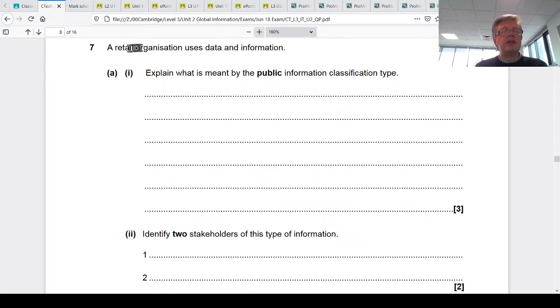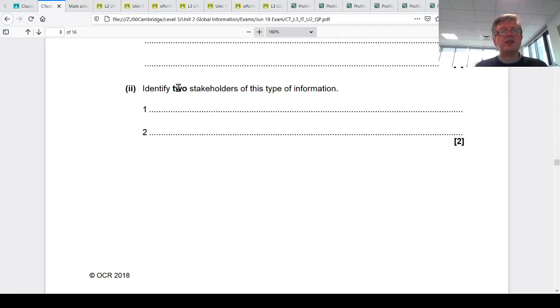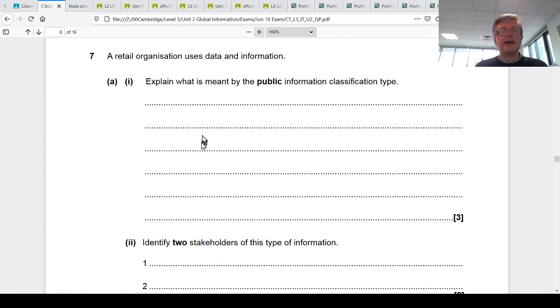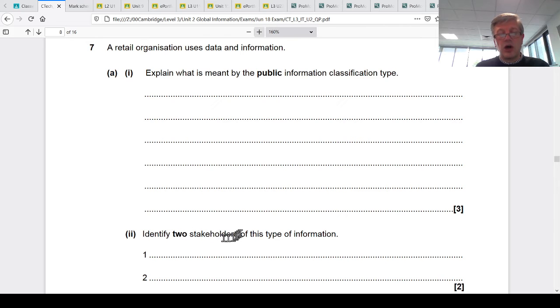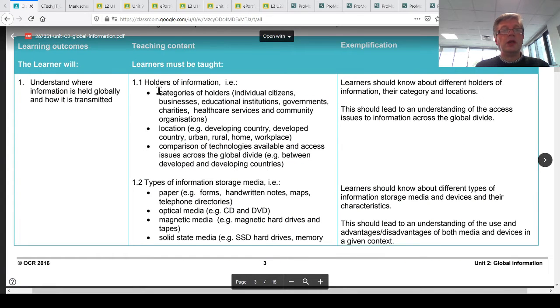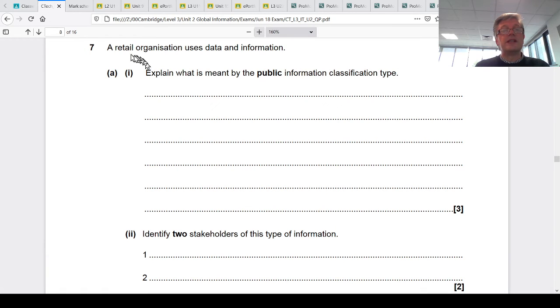So the question says, a retail organization uses data and information. So skipping down to part 2, identify 2 stakeholders of information. Now, part A is asking us what is meant by the public information classification type. We learn about that later. Part 2 is then asking us what stakeholders might have this type of public information. So if we think about this, the question is basically using this term stakeholder as an alternative to category of holder. So what they're saying is a retail organization, that's a shop. That's maybe an e-commerce website, an organization that sells things to make profit, and that's their purpose.